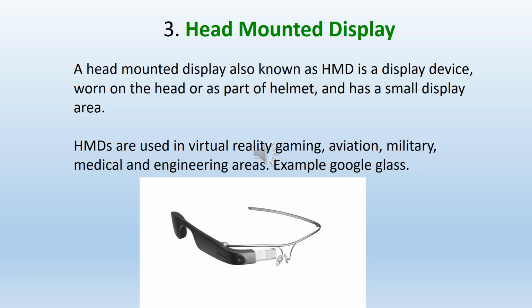Head-mounted displays. A head-mounted display, also known as HMD, is a display device worn on the head or as a part of a helmet and has a small display area. HMDs are used in virtual reality gaming, aviation, military, medical and engineering areas. Example, Google Glass. This head-mounted display, children, is also known as HMD, and it is a display device. It is worn on your head or as a part of the helmet, and there is a small display area that you can see. HMDs are used in virtual reality gaming, that means an artificial environment, 3D gaming, aviation, in the military, in the medical field and also in engineering areas. So the example is Google Glass.